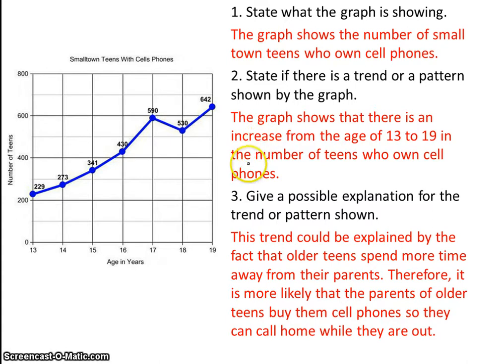Lastly, I need to give a possible explanation for the trend or pattern shown. So I know that as children grow older, they're away from home more often, and so they might need a cell phone. So I can make the statement, this trend could be explained by the fact that older teens spend more time away from their parents. Therefore, it is more likely that the parents of the older teens buy them cell phones so they can call home while they are out.